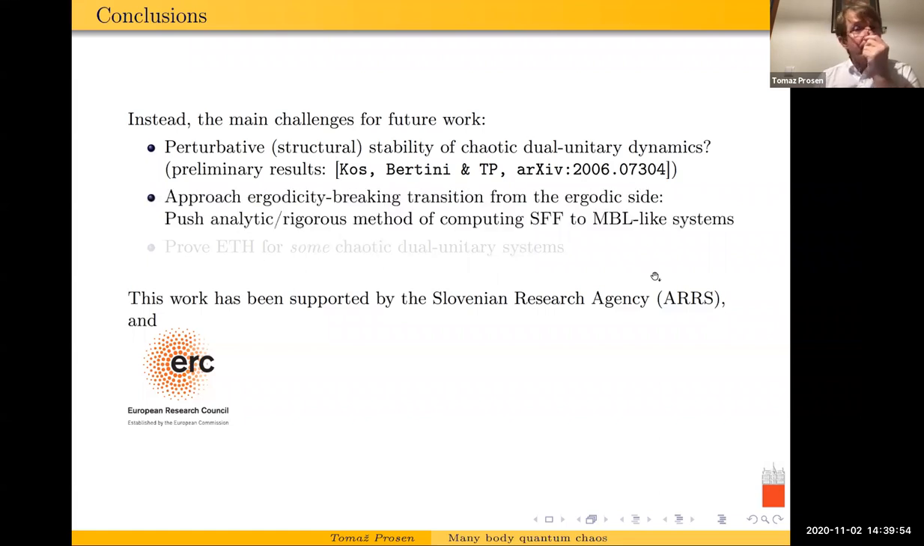The second line of research, which I think is very promising, is to try to approach ergodicity breaking transitions from an ergodic side. I'm also responsible for some recent debates on the ultimate fate of many body localization in the thermodynamic limit through studies of spectral form factor. So these transfer matrix methods offer us some analytical tool to address MBL transitions from the ergodic side.